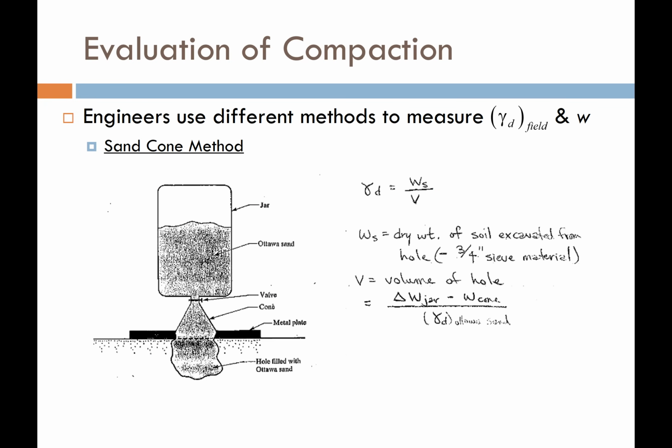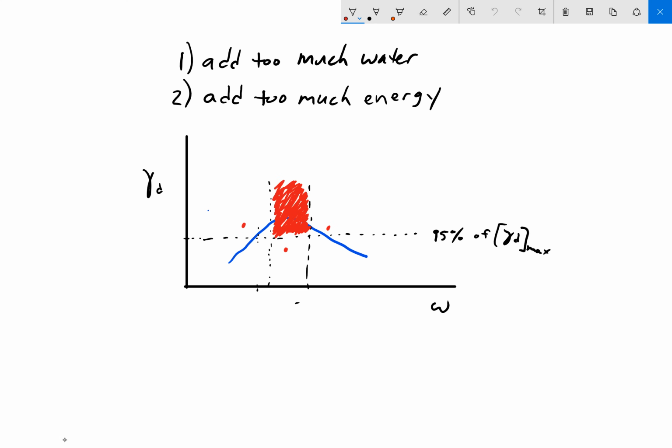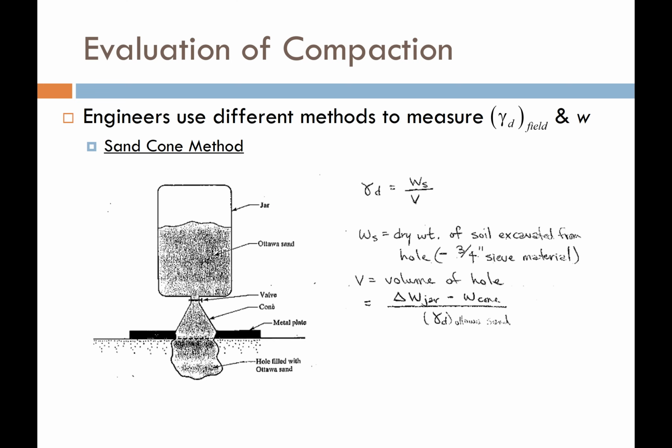Okay, so now you've got the rules set like we defined, and you're the field engineer, and your job is to make sure that the contractor's soil that he or she is placing will always fall within that allowable space. How are you going to do that? Well, one method that field engineers use is called a sand cone. So what we need is to measure the dry density in the field, and we need to measure the moisture content in the field. In the sand cone method, the engineer is going to go out with a shovel and they're going to dig a hole in the ground.